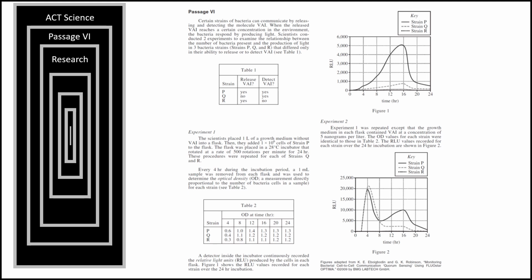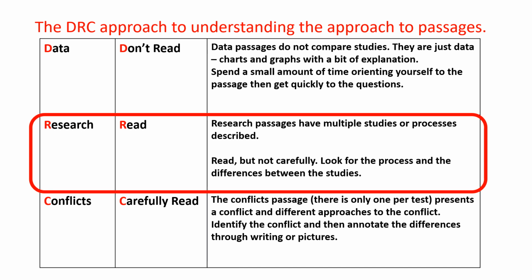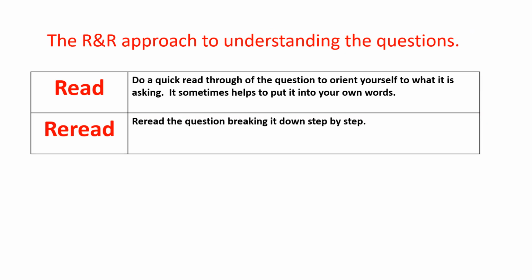Okay, this is Science Passage 6. It's a research passage. We know it's research because it says experiment 1, experiment 2. So we're comparing different experiments, which is research. The RC approach, R stands for research, and read, but not carefully. Just look at the differences between the two different experiments. R and R approach to the questions.